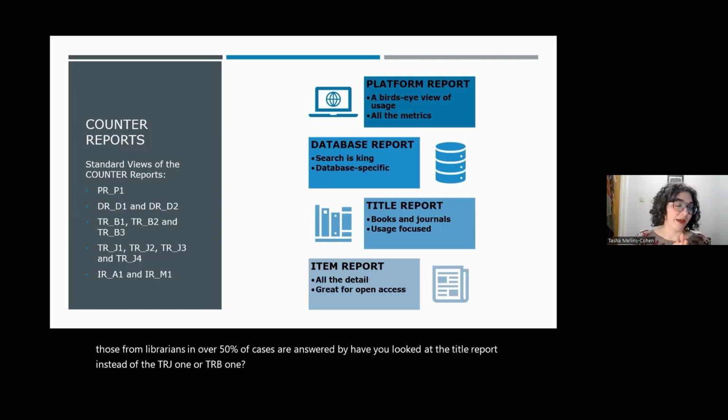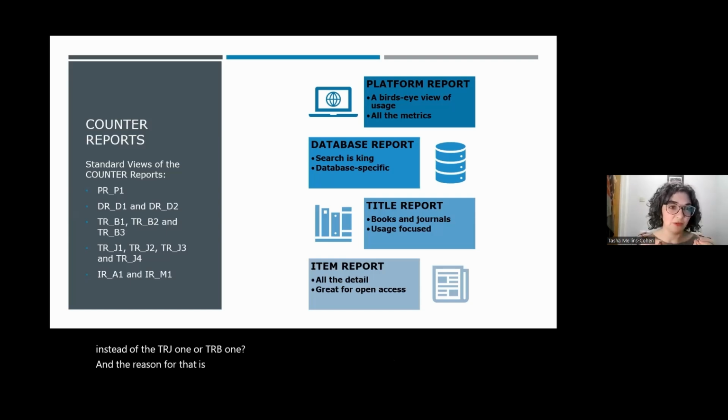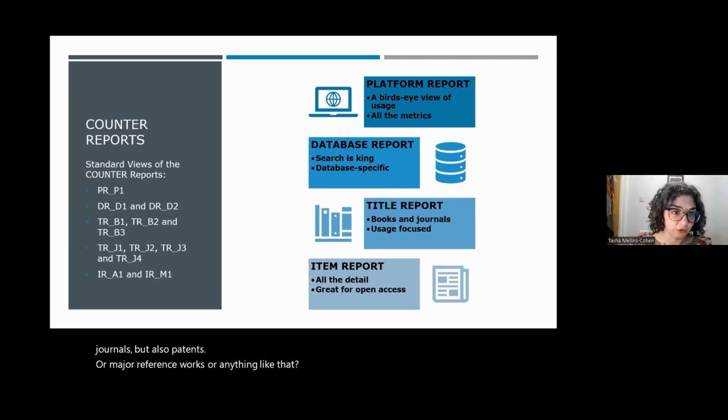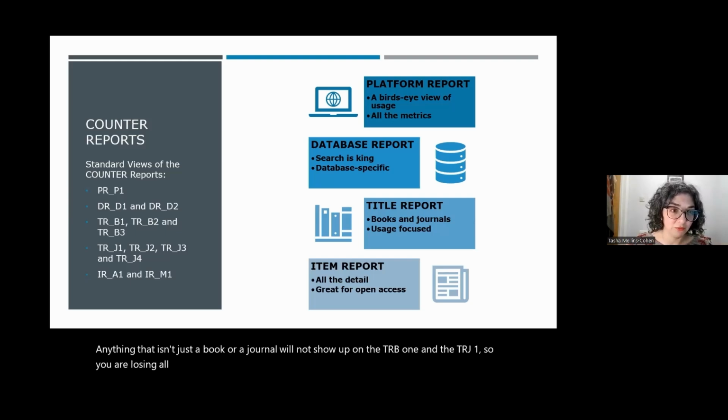The reason for that is that the standard views are extremely limited. They strip out a lot of data types. They strip out a lot of metrics. So if you have a title report from a large aggregated database that includes not just books and journals, but also patents or major reference works or anything like that, anything that isn't just a book or a journal will not show up on the TRB1 and the TRJ1. So you are losing all of that usage from your reporting.